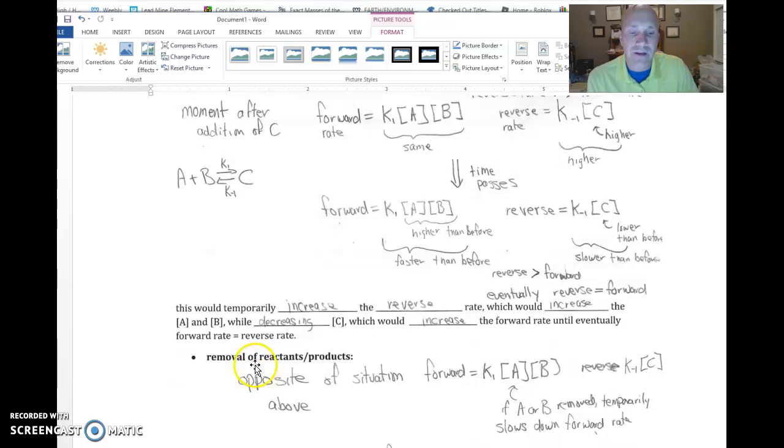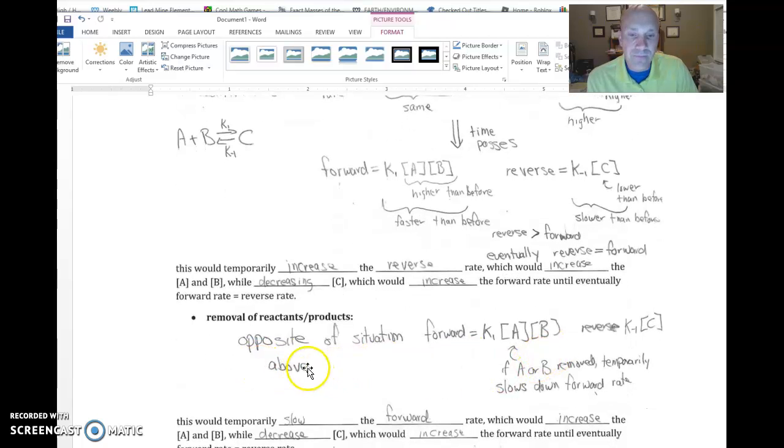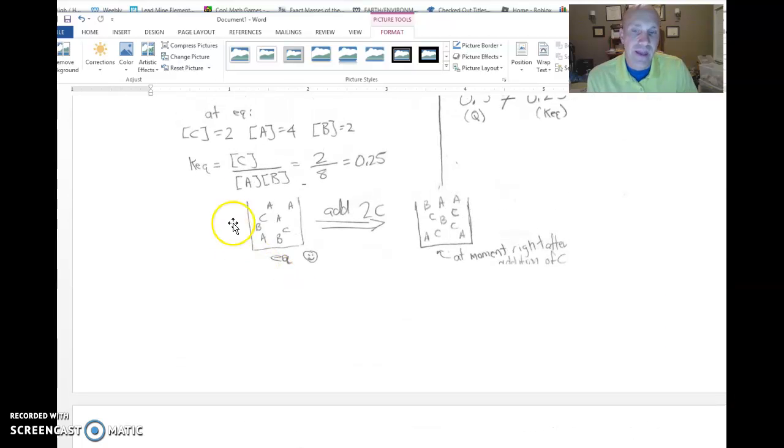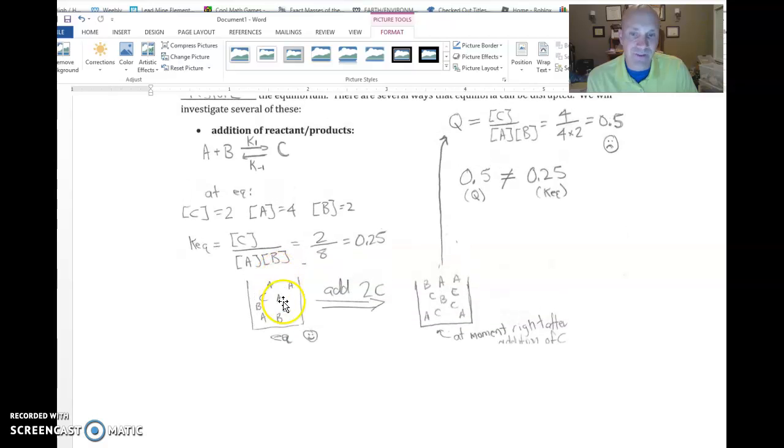But what I want to focus on here is what are the kinds of situations where this could happen. Because if you were to say, how could I increase the amount of a product or reactant? Well, that's fairly easy. If you've got a bottle of it laying around, which is just pure C or pure A or pure B, you just add some of that material to your reaction mixture. But removing things is not that simple.